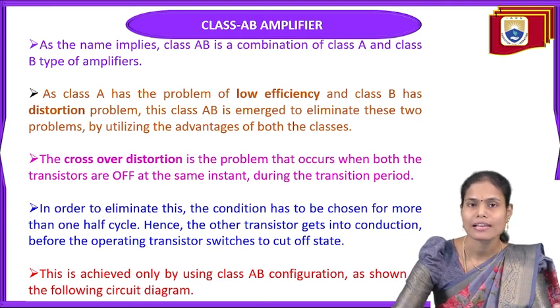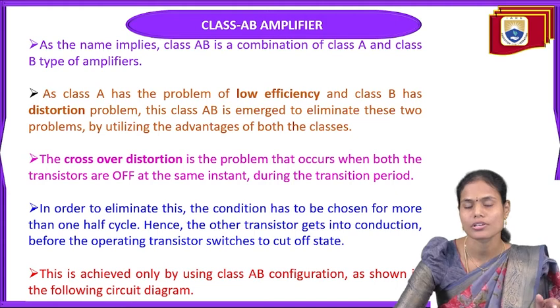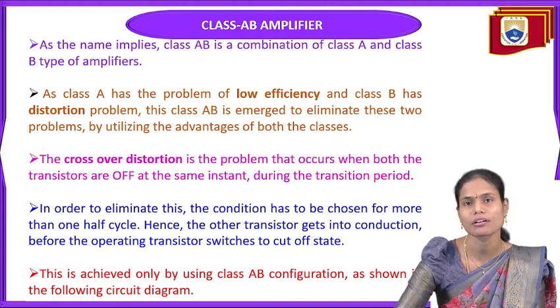So here class AB is the combination of both class A amplifier as well as class B amplifier. In the class AB amplifier, the problem of class A amplifier, that is the low efficiency problem, is eliminated, and also the crossover distortion of the class B amplifier is eliminated. Both the efficiency as well as crossover distortion problems are eliminated in the case of class AB power amplifier.